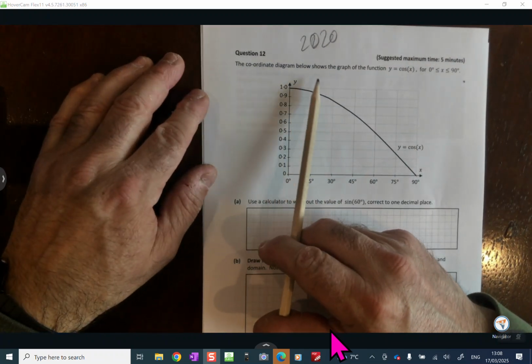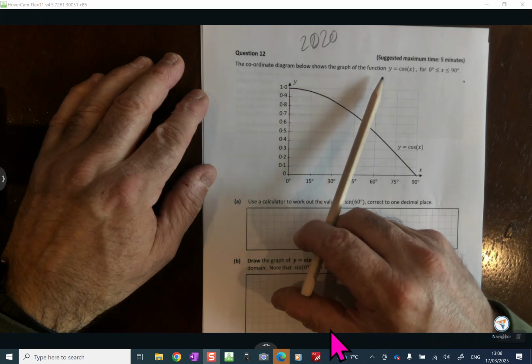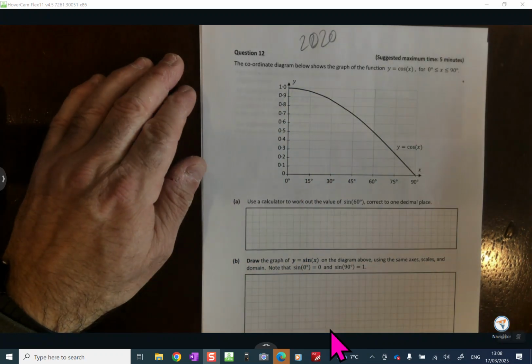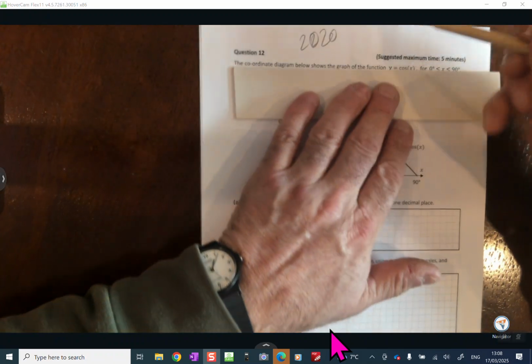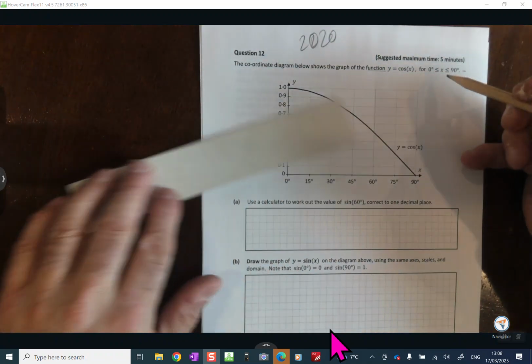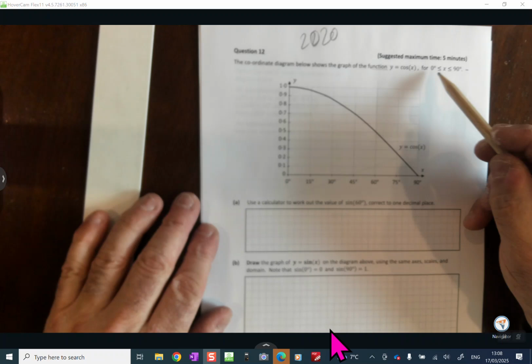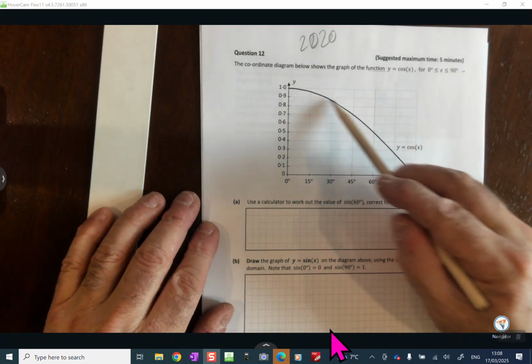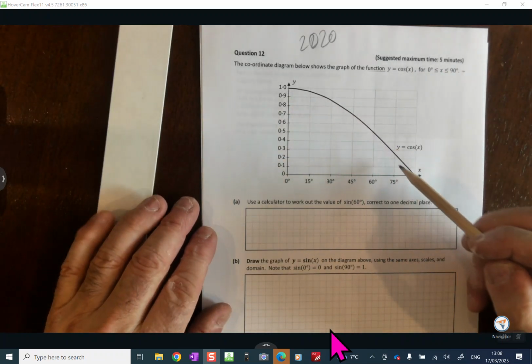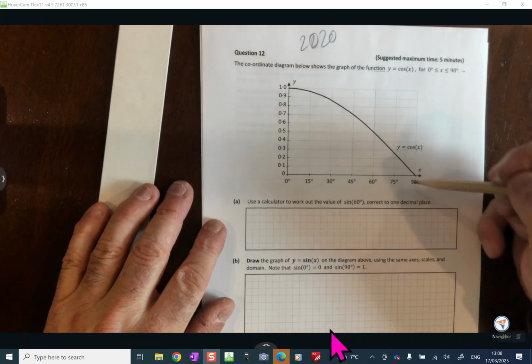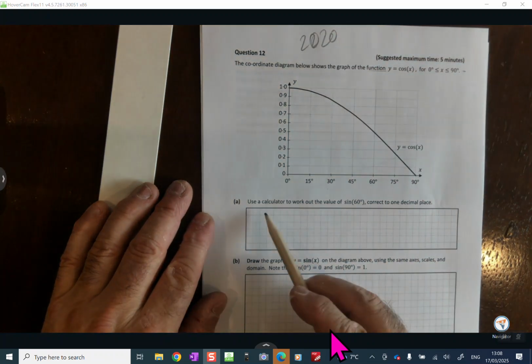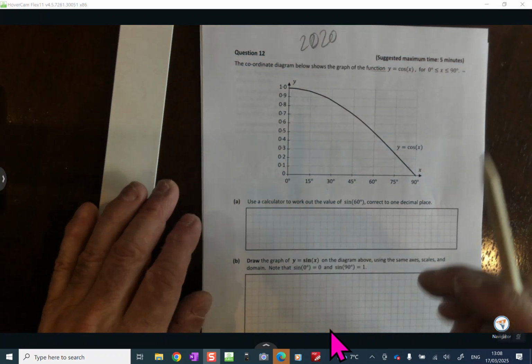The coordinate diagram below shows a graph of a function y equals cos of x, from 0 to 90 degrees. Okay, here we have it. It's a decreasing function between 0 and 90. Use a calculator to work out the sine of 60 degrees.